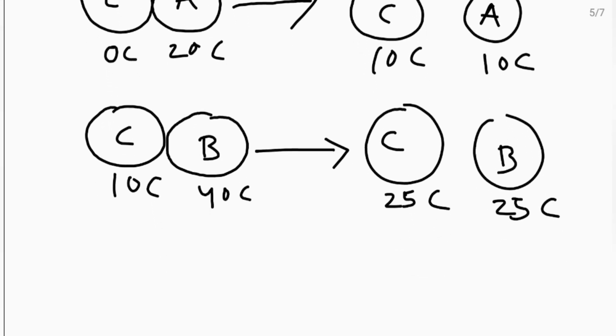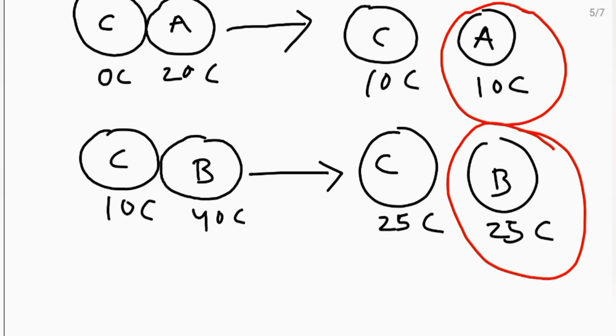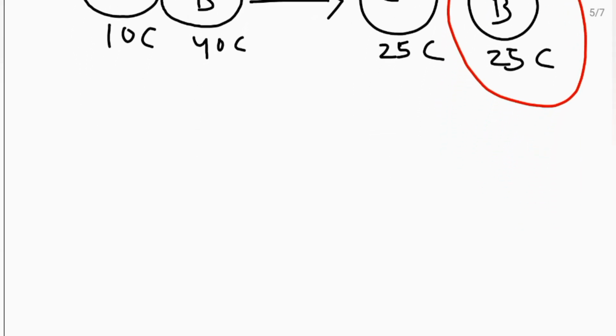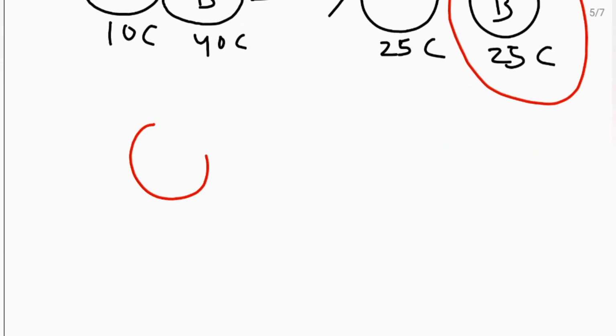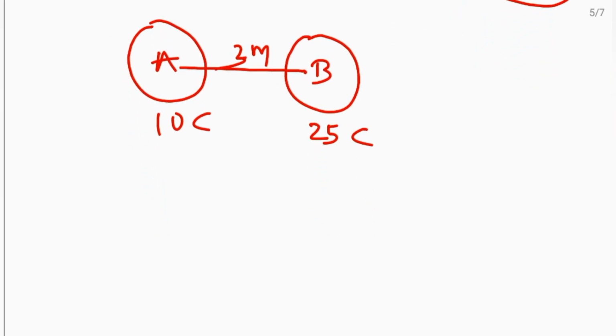So now A has charge how much? 10 coulomb, and B has charge how much? 25 coulomb. So A has charge 10 coulomb, and B has charge 25 coulomb, and the separation between them is now what? 3 meter. So then we have to find the coulomb force between them.